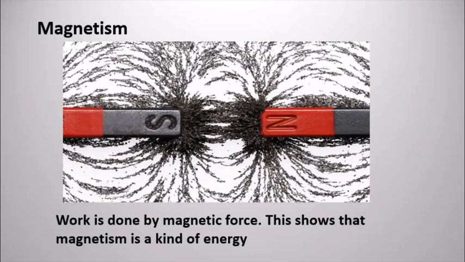When a magnet attracts an object, that object is displaced due to a magnetic force in it. In factories or garbage ports, large objects are shifted from one place to another. For this purpose, huge cranes are fitted with magnets. So work is done with the magnetic force, and we can say that magnetism is also a kind of energy.